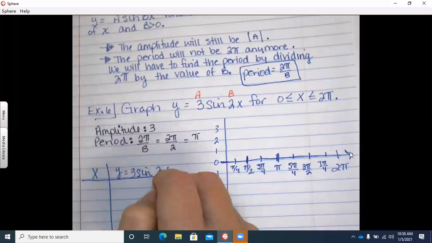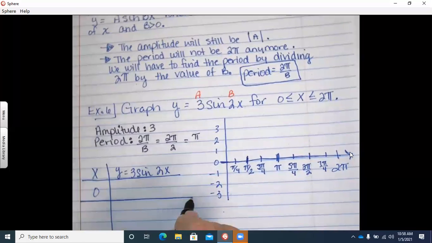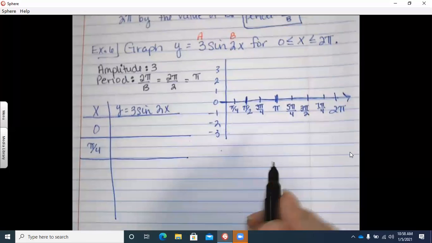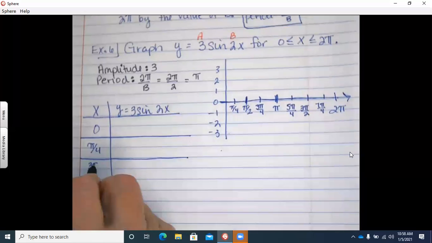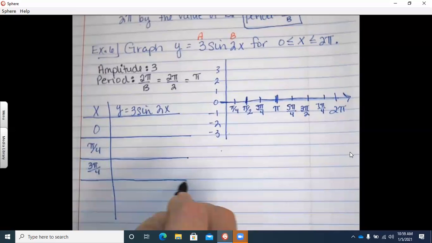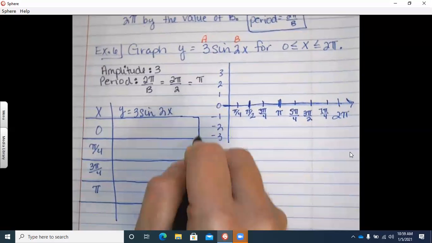So we're going to start at 0, and then pi fourths, three-fourths pi, pi. Oh, we'll stop at pi. So that'll be one cycle. And you can do the math for all of them if you want to, it's just not necessary.